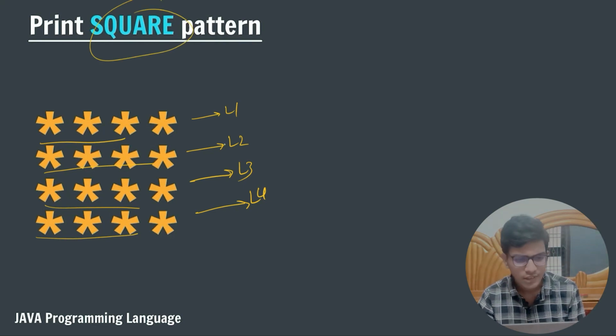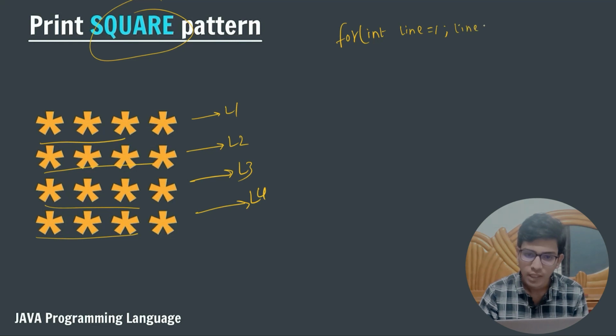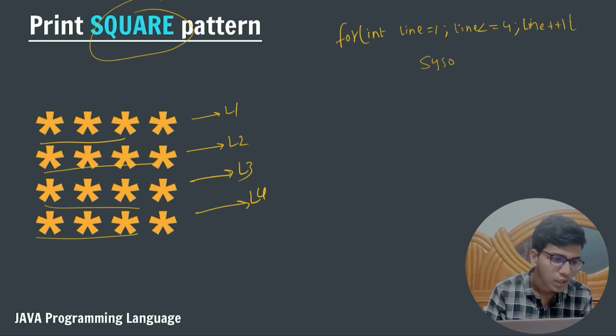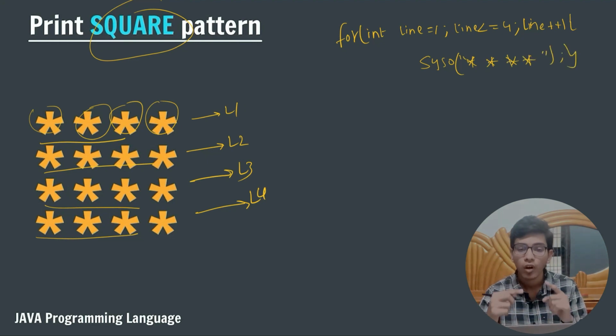So the logic behind it, the pseudocode for this, is for int line starting with the value of 1. This is the initialization step, and line should be less than or equal to 4. After that, line plus plus. In that we will print system.out. How many stars? 1 star, 2 stars, 3 stars, 4 stars. So totally 4 stars. We will print 4 stars, and this loop will run 4 times.